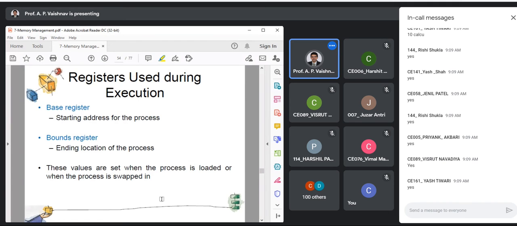Now let us go to theory. I'm going with the reverse approach; we'll revise everything through the theory part. What does the base register contain? The starting address of the process. Remember, it is a physical address. Now you should be able to differentiate between physical address, logical address, and relative address; keep those 3 addresses in your mind. Second is the bound register, which maintains the ending location of the process, that is, the end of your stack. These values are set when the process is loaded or when the process is swapped in. This is an important point. Do you understand this point?